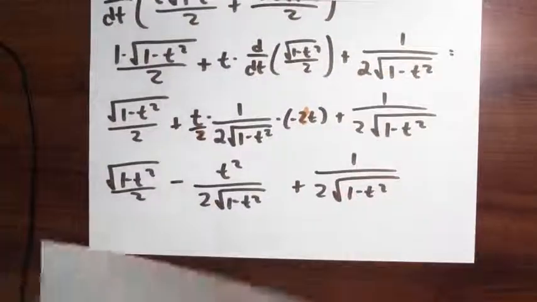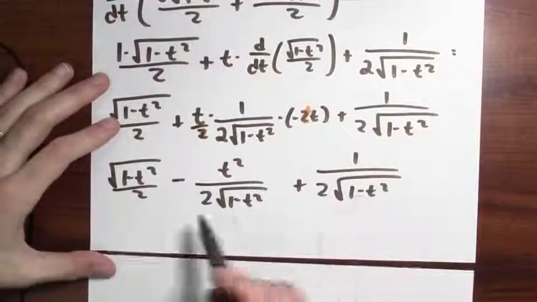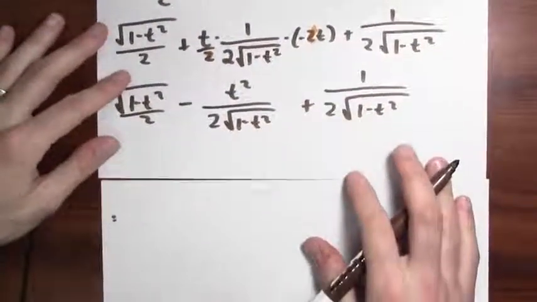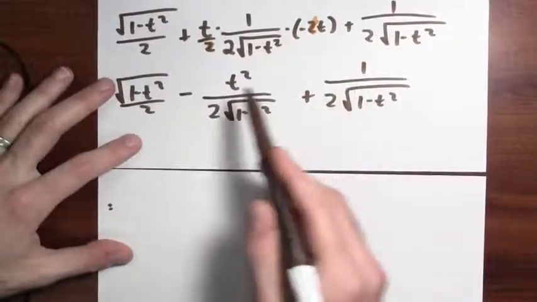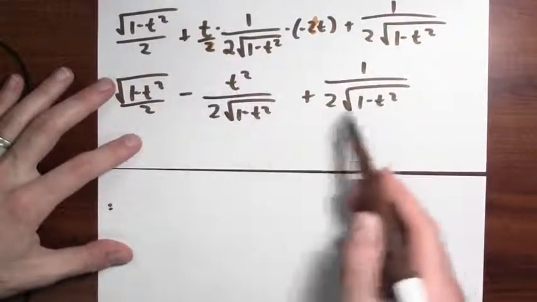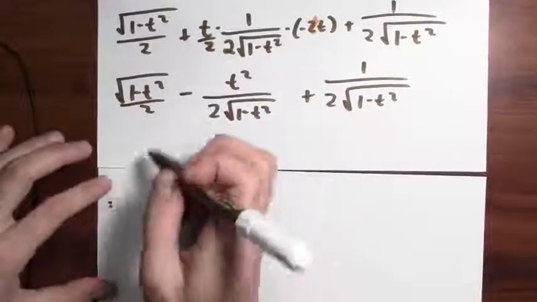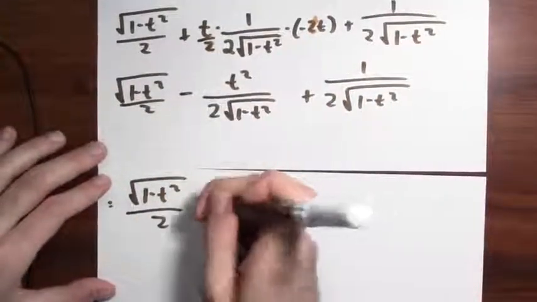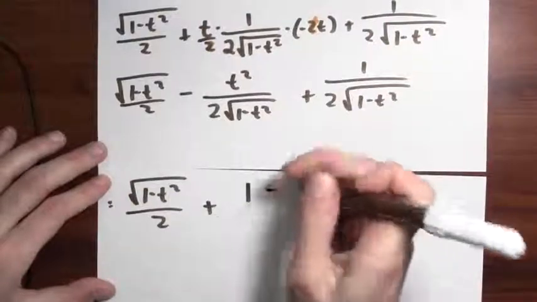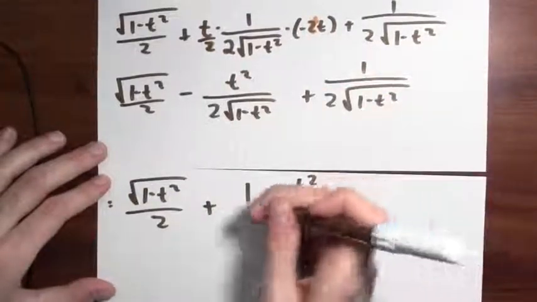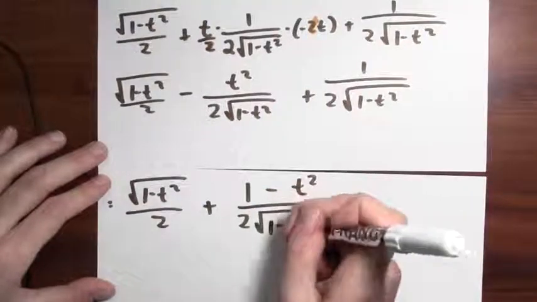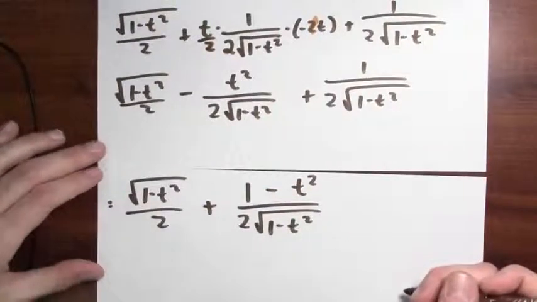Now I'm going to combine these last two terms. Right? This is equal to what? Well, I'll put 1 minus t squared over this common denominator. So I've got this first term, the square root of 1 minus t squared over 2, plus 1 minus t squared over that common denominator, of 2 times the square root of 1 minus t squared.